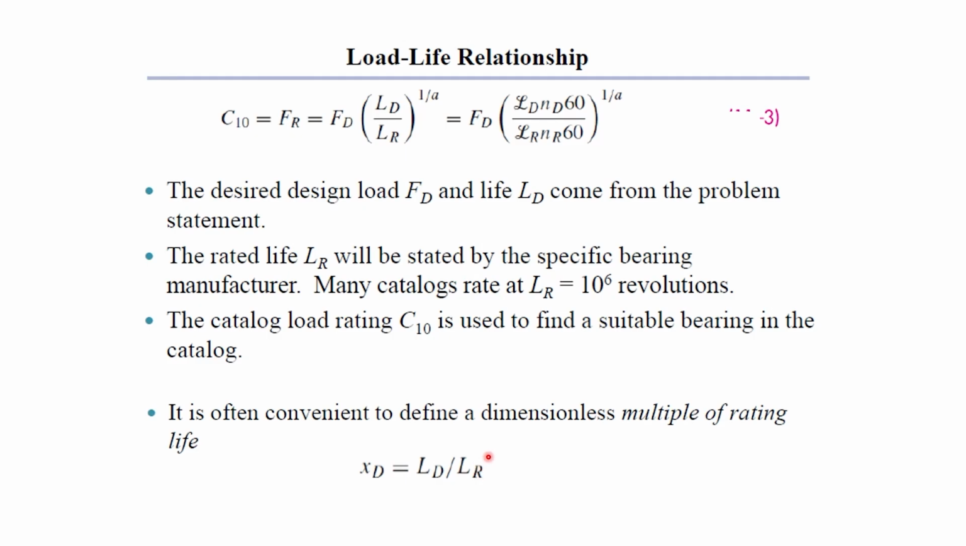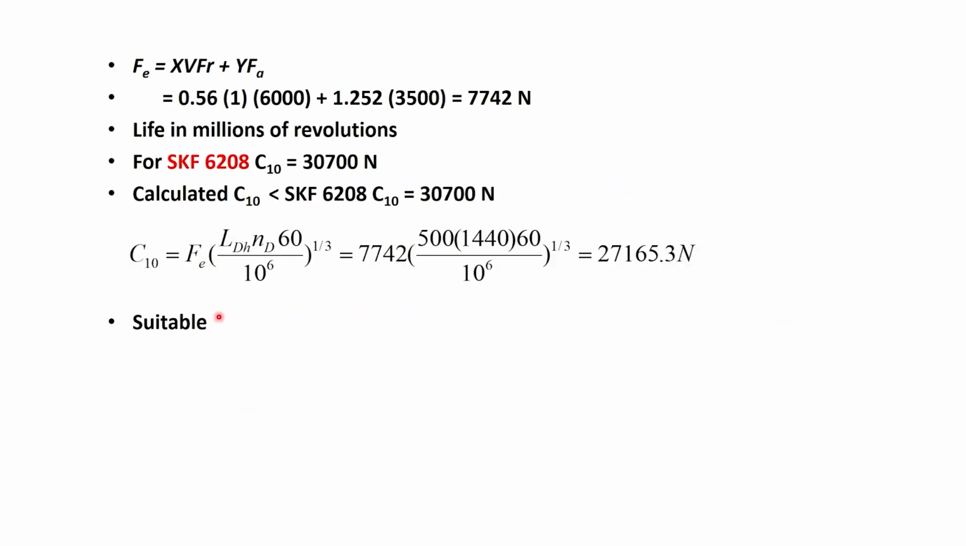So, our aim is, first, to determine this C10. This is the required C10. If this required C10 is equal to or less than the C10 of the selected bearing, then it is okay. Otherwise, we will go for selecting some other bearing.